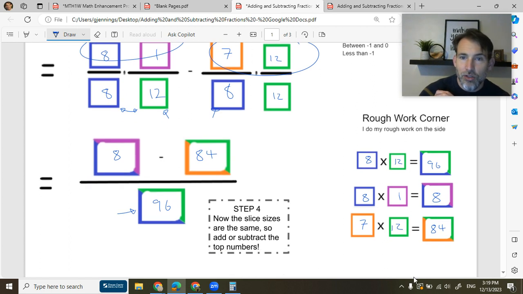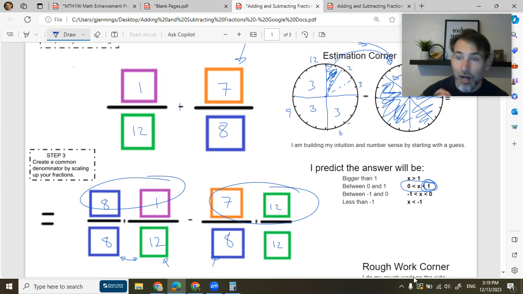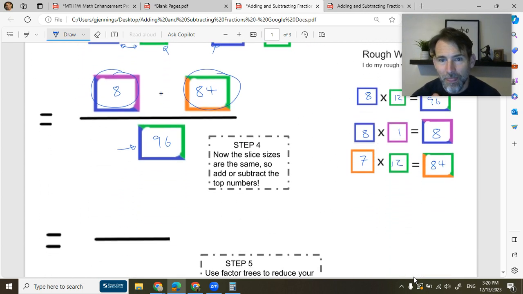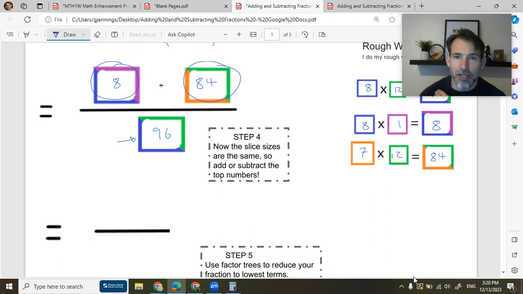And then we just do this. Oh yeah, but we're adding. We're not subtracting. So we have to change all these to addition. They're all addition, okay? Because, of course, we're adding those things. So this is 8 96ths plus 84 96ths. And now we have a common denominator. So let's do that. 8 plus 84 is 92 over 96.